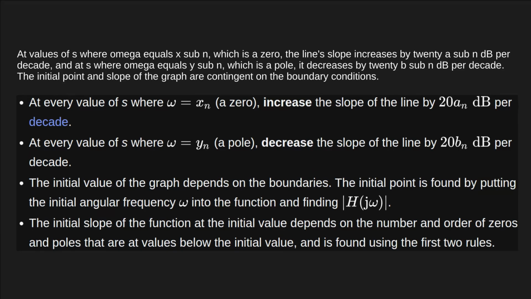At values of s where omega equals x sub n, which is a 0, the line's slope increases by 20 a sub n dB per decade, and at s where omega equals y sub n, which is a pole, it decreases by 20 b sub n dB per decade. The initial point and slope of the graph are contingent on the boundary conditions.